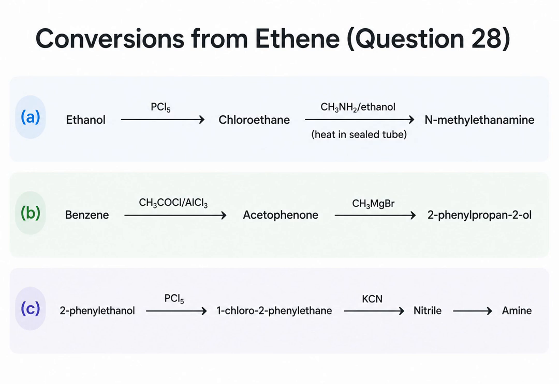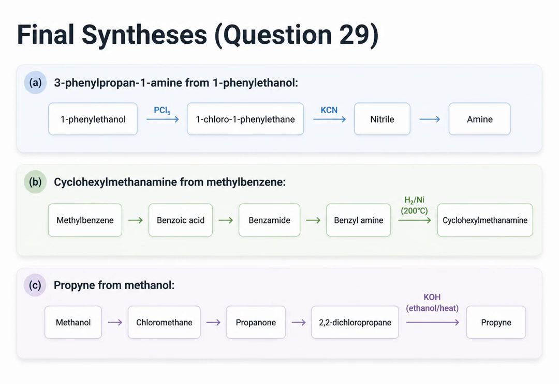For 2-phenylpropan-1-amine, we take 2-phenylethanol, swap the OH for a chlorine, extend the chain by 1 carbon using cyanide, and reduce the resulting nitrile to the primary amine. Finally, let's look at question 29. To extend 1-phenylethanol to 3-phenylpropan-1-amine, we replace the hydroxyl with chlorine, substitute with cyanide to add a carbon, and reduce.